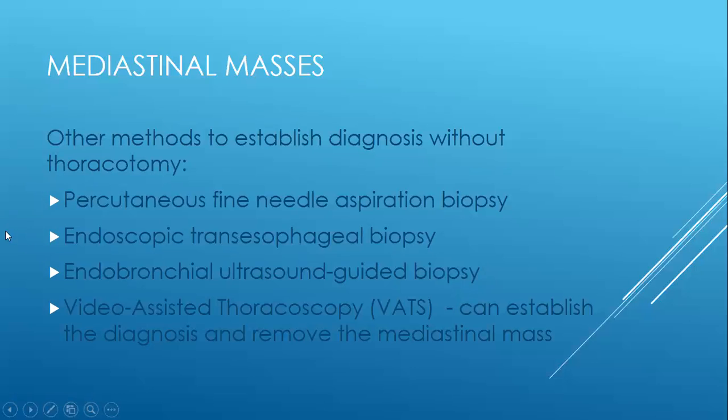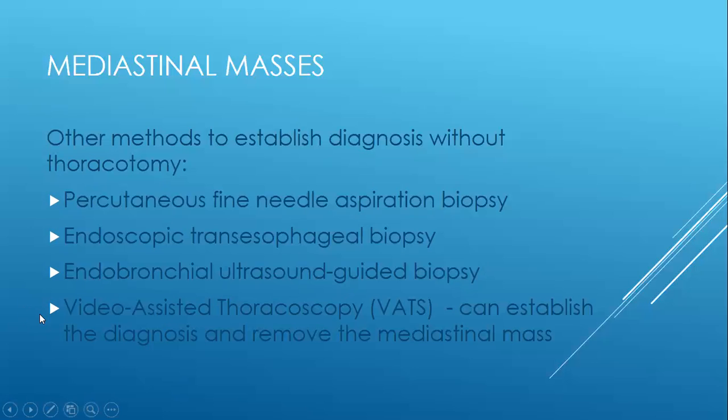Another is your endoscopic transesophageal biopsy, meaning we insert an endoscope into the esophagus and get a sample of the mass which is usually adjacent to the esophagus. Another is your endobronchial ultrasound guided biopsy, or your EBUS. So with your EBUS, we insert the bronchoscope into the bronchus and try to visualize the surrounding structures using ultrasound and get a tissue sample or biopsy of that mass surrounding your bronchus.